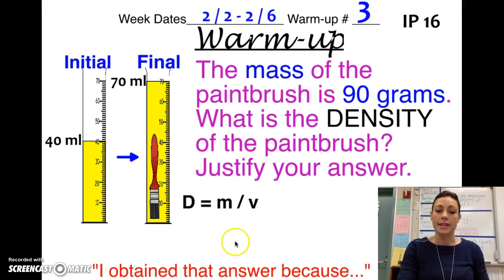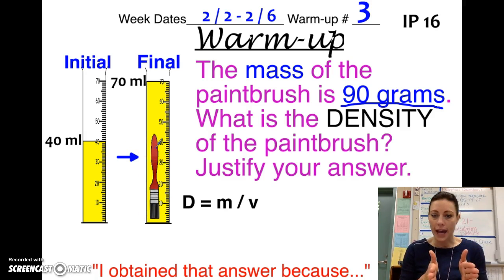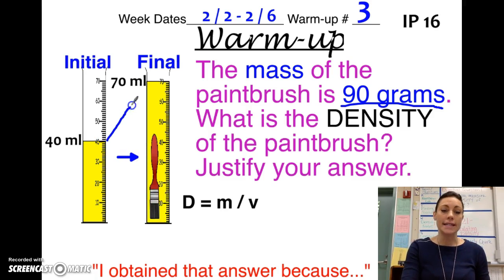Well, yesterday we learned that density equals mass divided by volume. So if I know the mass of the paintbrush is 90 grams, I can at least plug that in for the formula. Now I need to know the volume of the paintbrush. Since this is an irregular shape, I cannot use the length times width times height method, so we're using the displacement method to calculate the volume of the paintbrush. When the paintbrush is put into a graduated cylinder, it displaces 30 milliliters of water.